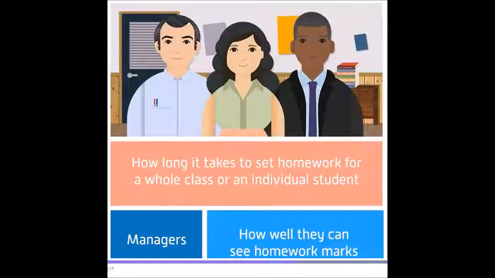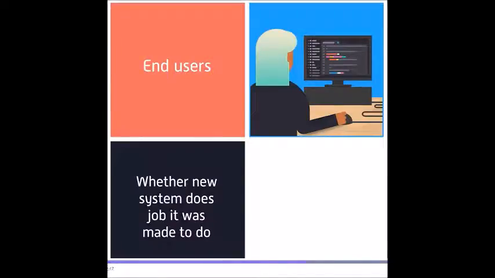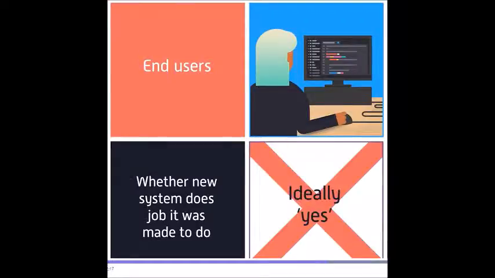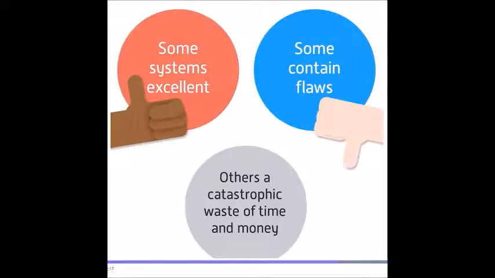Even managers might want to have their say on how well they can see homework marks across an entire subject or year group. When dealing with end users, the key question to ask is whether their new system does the job that it was made to do. Ideally, the answer to this question would be a resounding yes, but this is not always the case. Some systems are excellent, but some contain flaws, and others are a catastrophic waste of time and money.